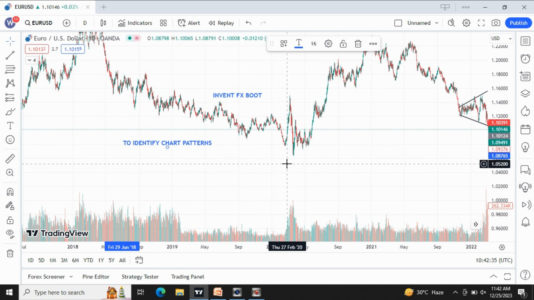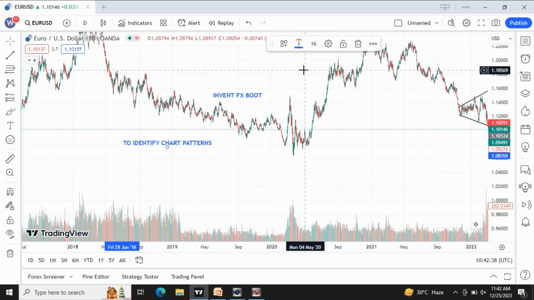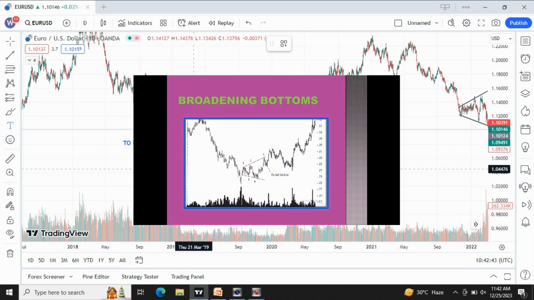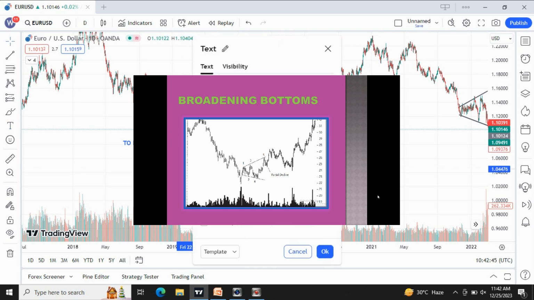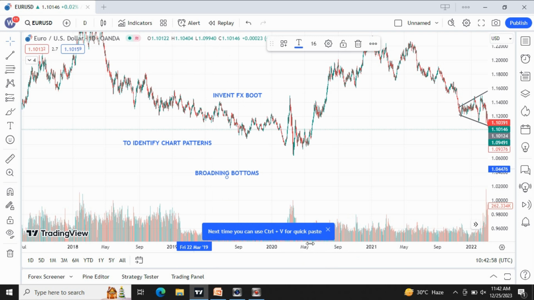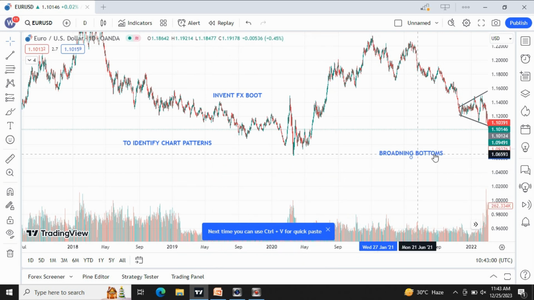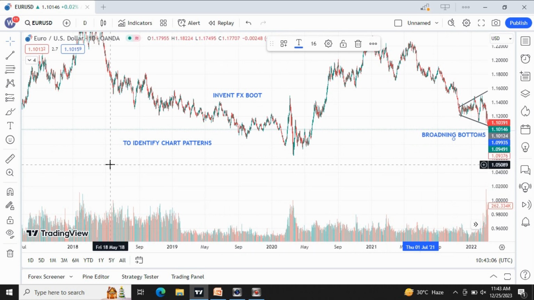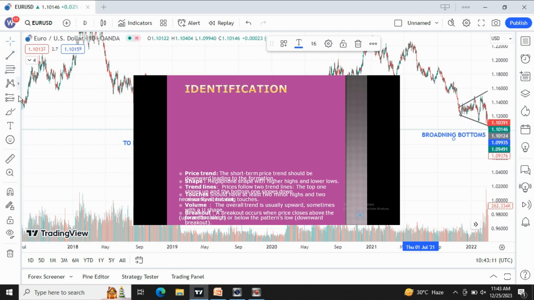perfection. So this morning we are going to look at broadening bottoms. We're going to look at what broadening bottoms are. I will show you the picture and how to identify them, and when you see them, what steps you should take before you take your trade. Let me first give you a preview of what you're going to learn in this episode. I call it episode 1 of the chart patterns.